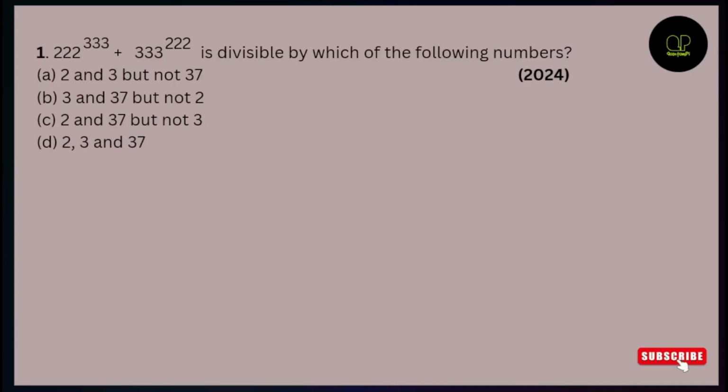So this is your 2024 question, which was asked. This is divisible by which of the following numbers? Now, this is 222 power 333 and 333 power 222, right? Any power of 2 will always be an even number. Either you will get 2 power 1 is 2, 2 square 4, 2 cube 8, 2 power 4 is 16. So this is the power cycle of 2. And power of 3 will always be an odd number. So this is always an even number, and this will always be an odd number.